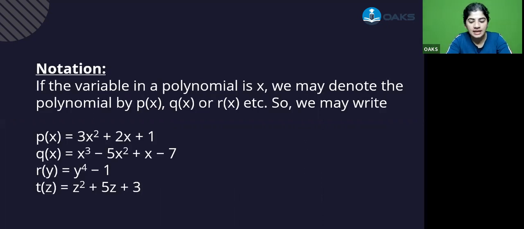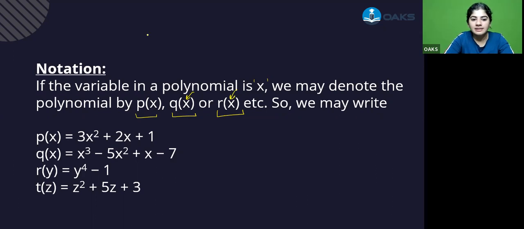Now let's move further. So these are some notations, how to write a polynomial. If the variable in a polynomial is x, we may denote the polynomial by p(x) or q(x) or r(x). All the 3 notations are correct. What does p(x) mean? Polynomial in x. q(x) also means the same. What is written in between the bracket, that matters.